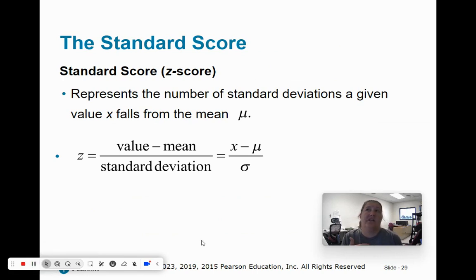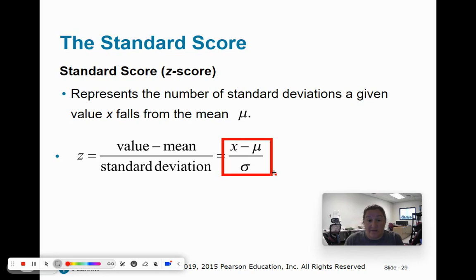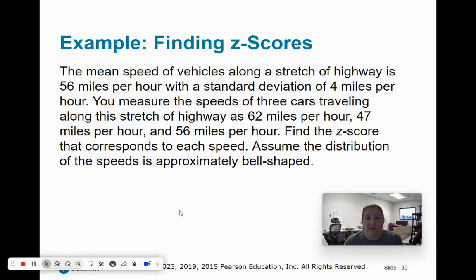So let's say you wanted to find the number of standard deviations that a data value falls from the mean. You take the data value minus the mean and divide by the standard deviation. If we're putting this in our calculator all at one time, make sure you have parentheses around the data value minus the mean, then you divide by the standard deviation. Pause the video to read the following. We're going to find the standard deviation of each of these cars, the 62 miles per hour car, the 47 miles per hour car, and the 56 miles per hour car. And then we're going to compare the standard deviations after that.